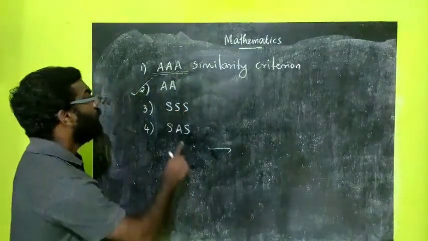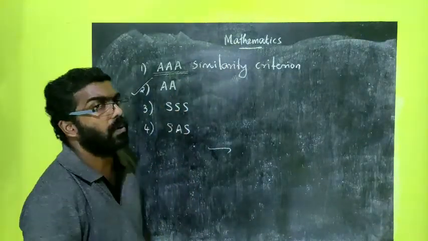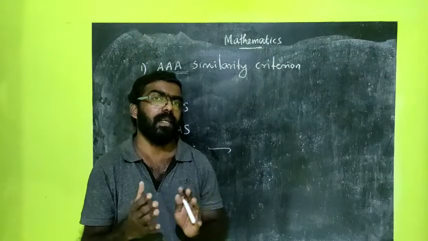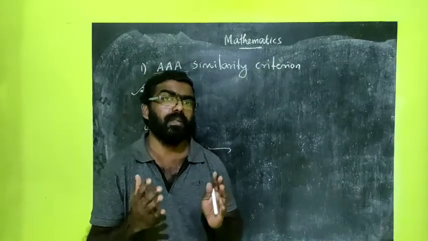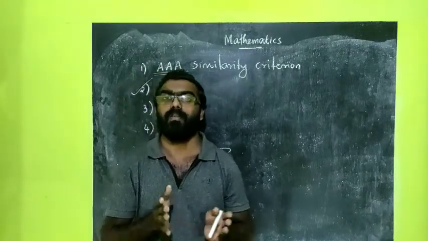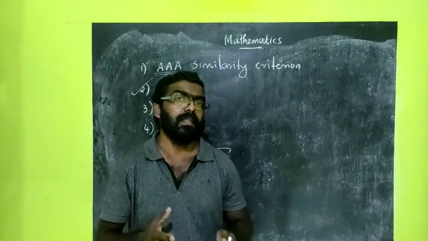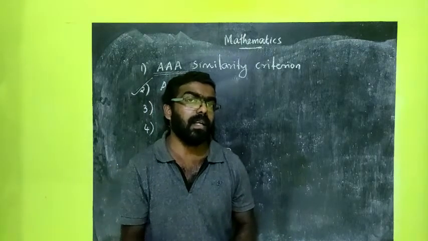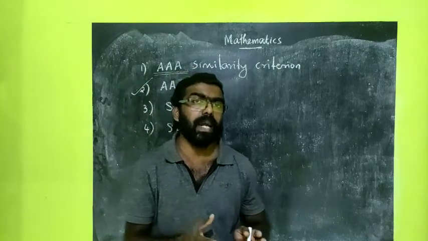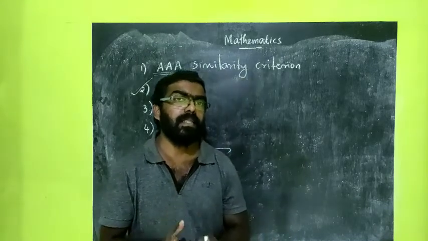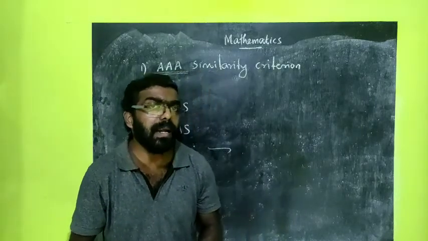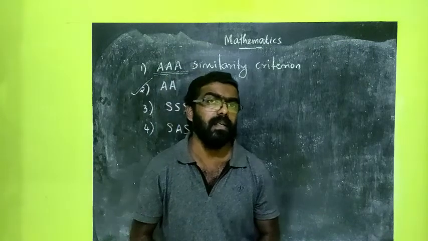And the next one is SSS similarity criterion. Side, side, side. That means if in two triangles the corresponding sides are in the same ratio, then the angles are equal and hence the triangles are similar. I repeat, if in two triangles the corresponding sides are in the same ratio or in proportion, then the corresponding angles are equal and hence the triangles are similar.